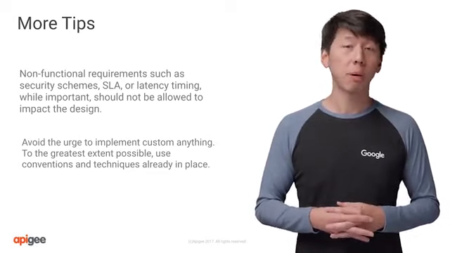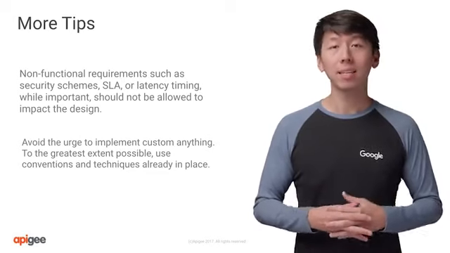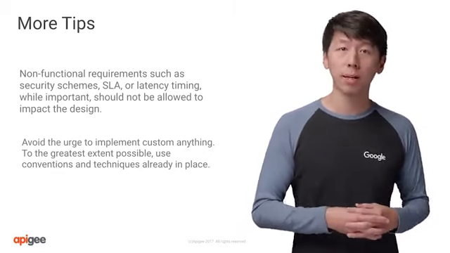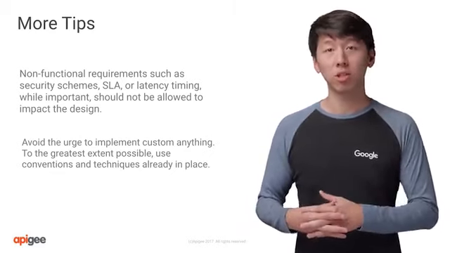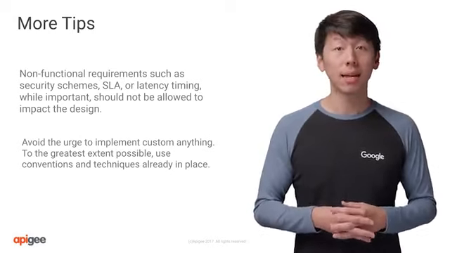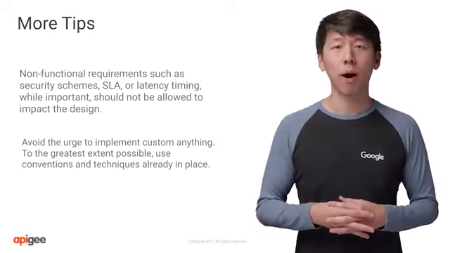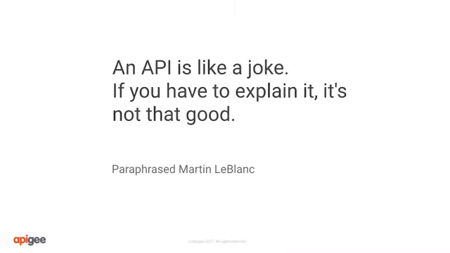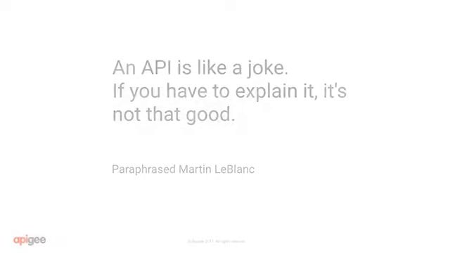Finally, as much as possible, avoid implementing anything custom. Like we mentioned earlier, reuse assets as much as possible, and this includes conventions and techniques. The app developer wants consistency, and a one-off implementation will just require more maintenance and cause more confusion in the long run. Have you ever been told a joke that required an explanation just because no one got it? An API is like a joke. If you have to explain it, it's just not that good.